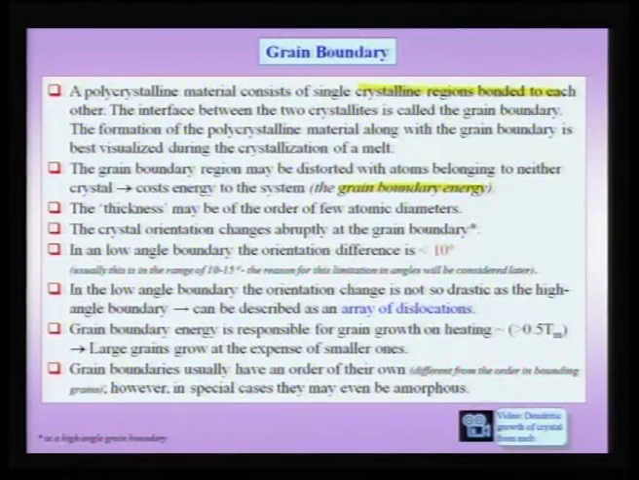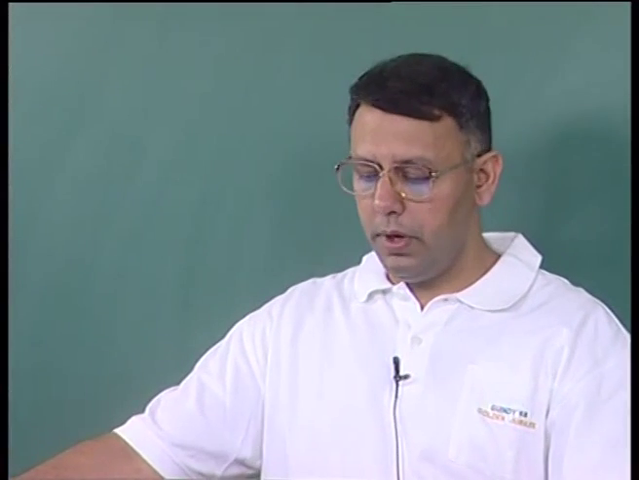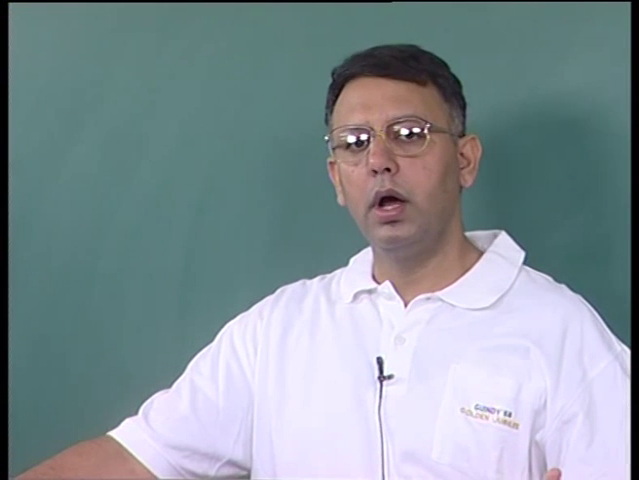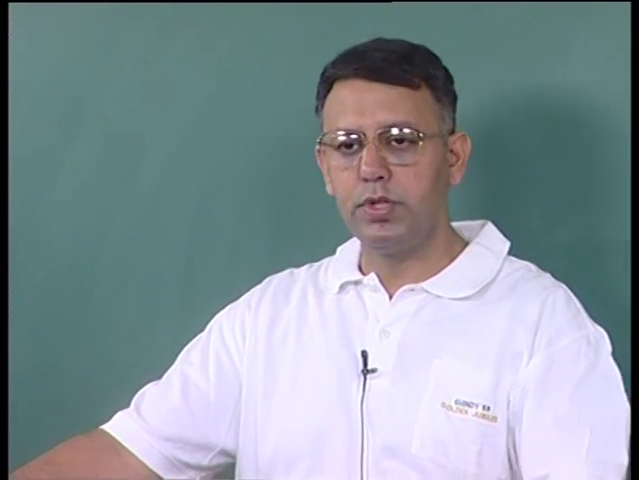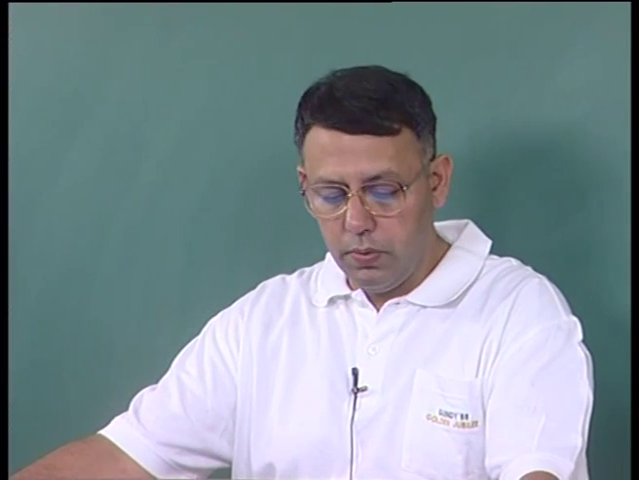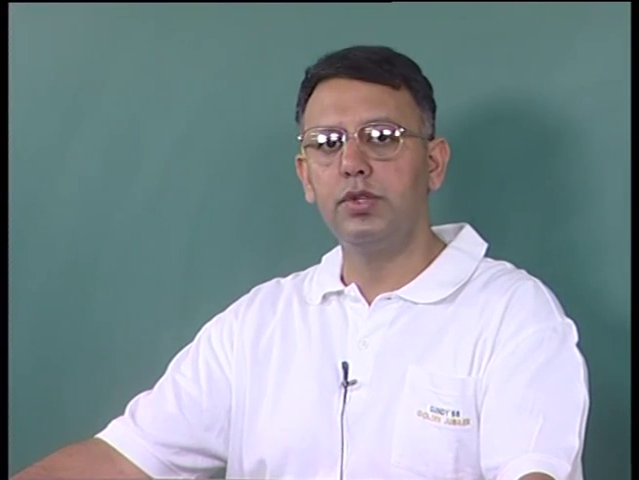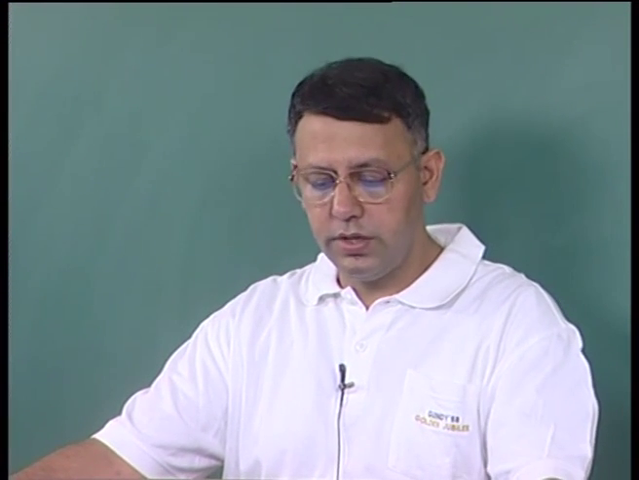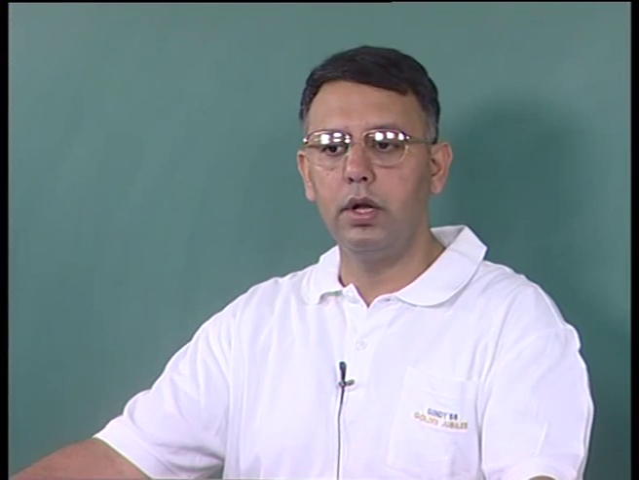And if you are talking about a very special class of grain boundaries, the low angle grain boundaries, then the misorientation caused at the grain boundary may not be that abrupt, and in fact, it will be a smaller misorientation difference across the grain boundary. And we will soon see that these low angle grain boundaries have a further structure which can be understood in terms of an array of dislocations.